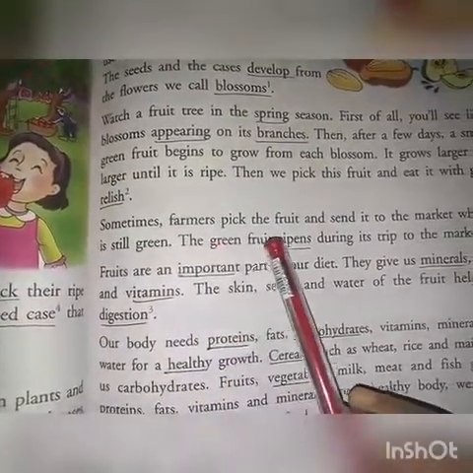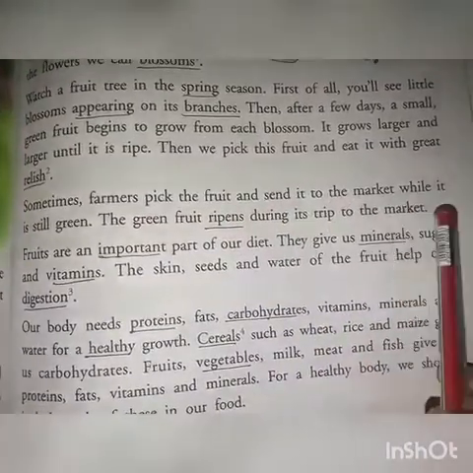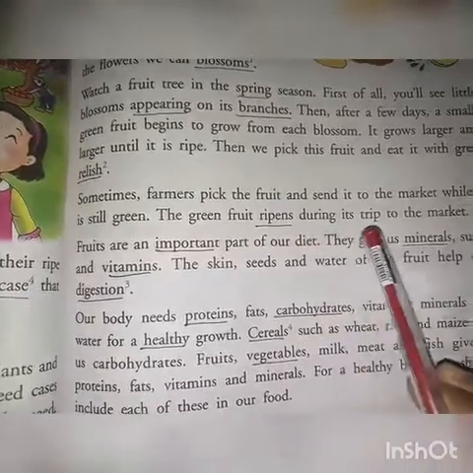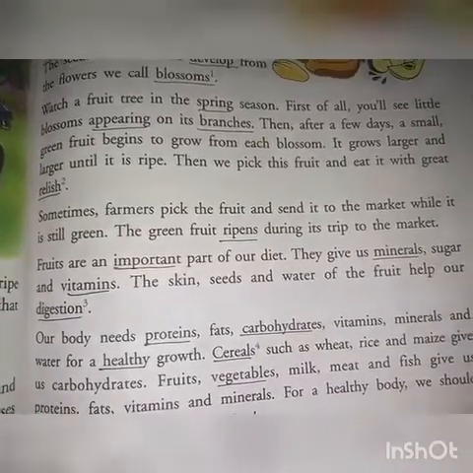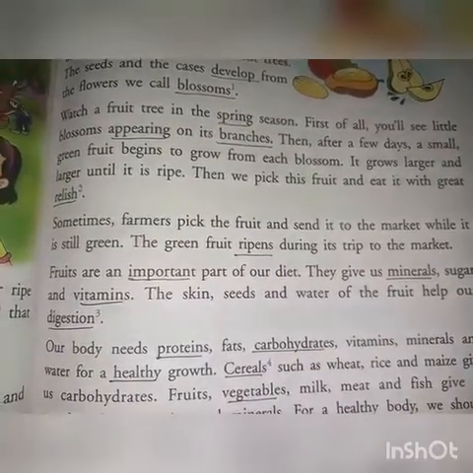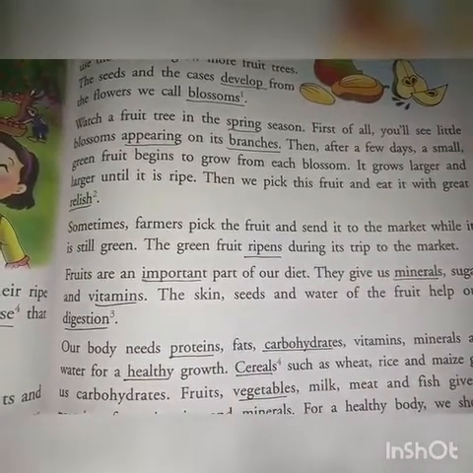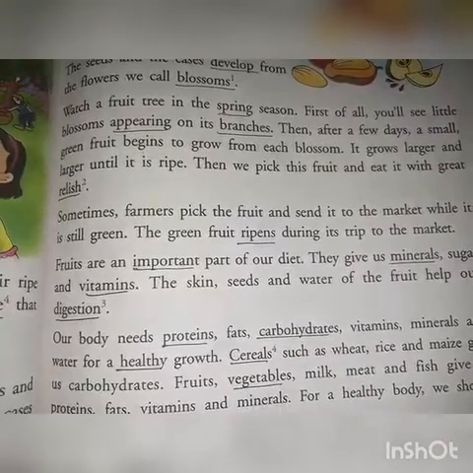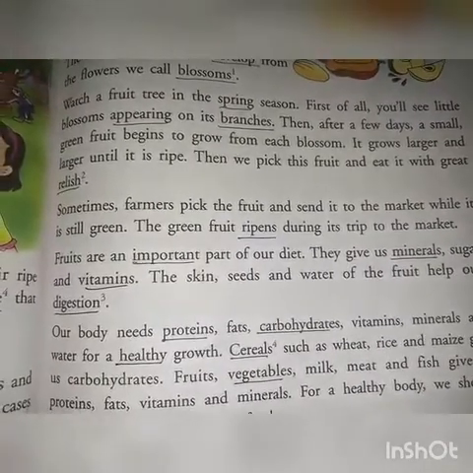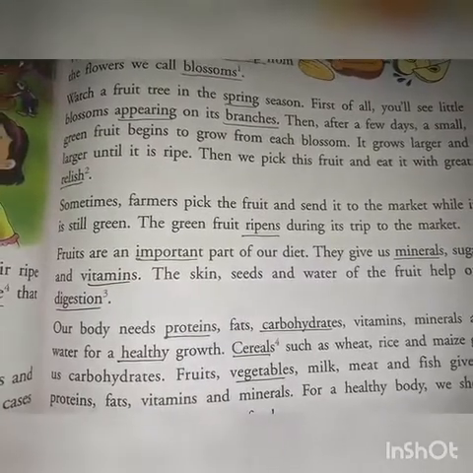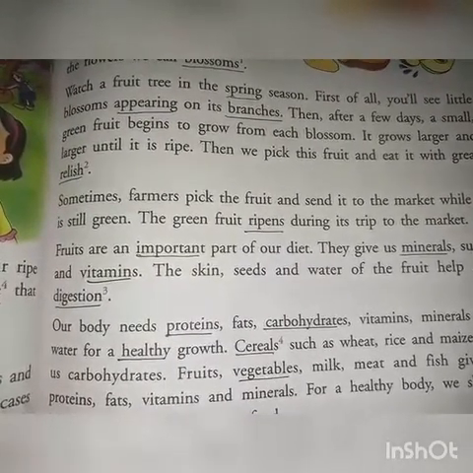Sometimes farmers pick the fruits and send it to the market while it is still green. The green fruit ripens during its trip to the market. Nowadays, what happens because of the change in the season, either it's too hot or it's too cold. So, before it actually gets totally ripened or the fruit is perfectly ready, the farmers pick it before that, because then they have to pack the fruits in a box and carry it to the market.